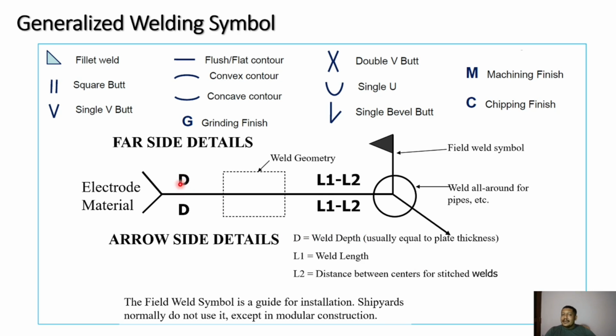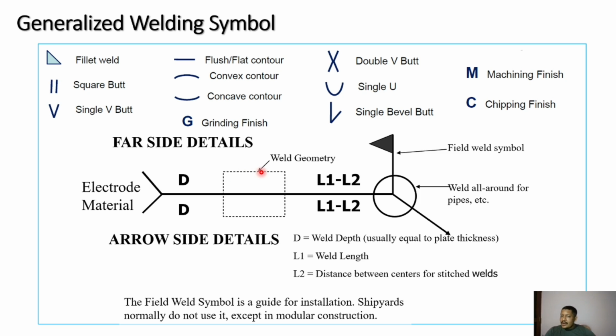D is the weld depth, so what depth you have to perform. Here is weld geometry, the shape of the weld, that you have to mark over here. So either you will mark it here or you will mark it here. If I want to perform the weld in the direction where the arrow is pointing, then I will enter the details on the arrow side. If I want to perform the weld on the opposite side of where the arrow is pointing, I will enter the data only over here, which indicates that it is the far side details.